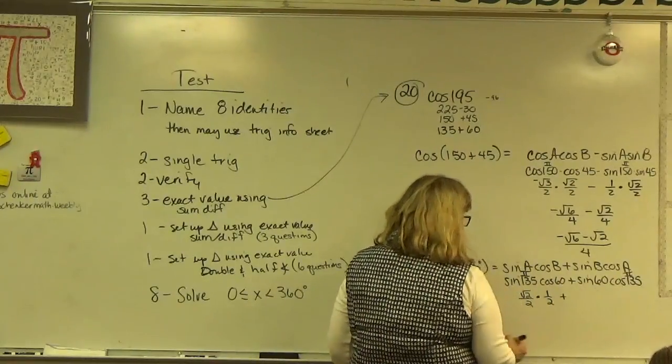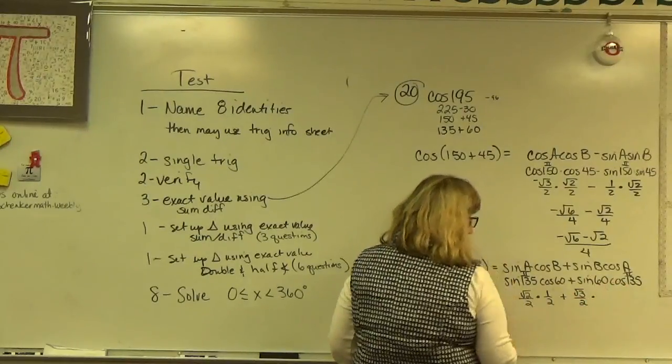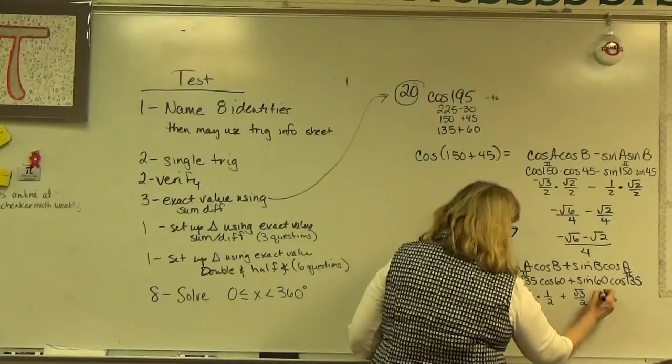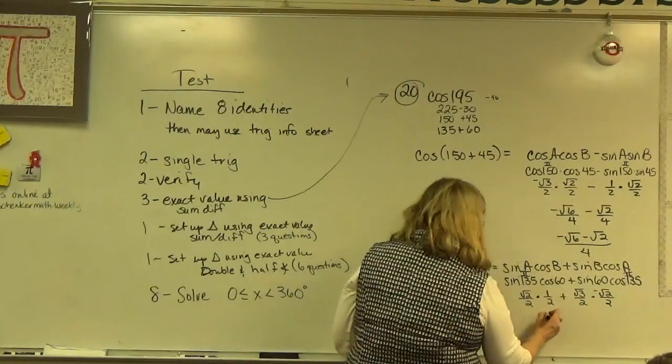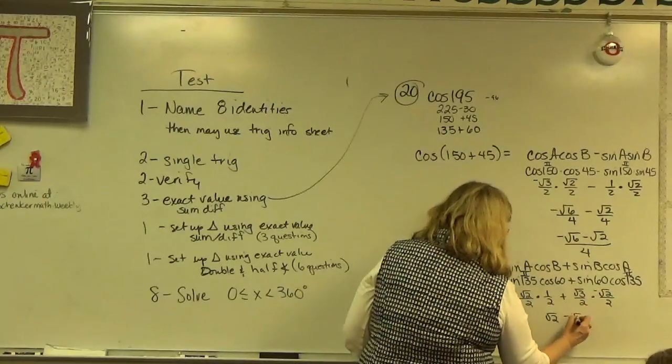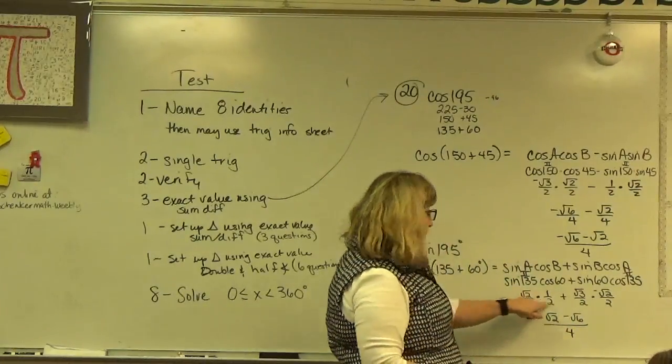What's the sine of 60? And cosine of 135, square root of 2 over 2, but it's second quadrant and cosine is negative, so I get the square root of 2 minus the square root of 6, and I'm just going to go ahead and put it all over 4 since we know that the denominator's the same.